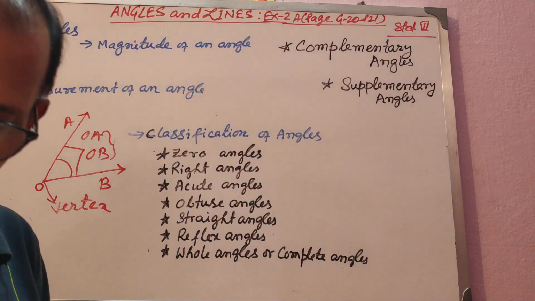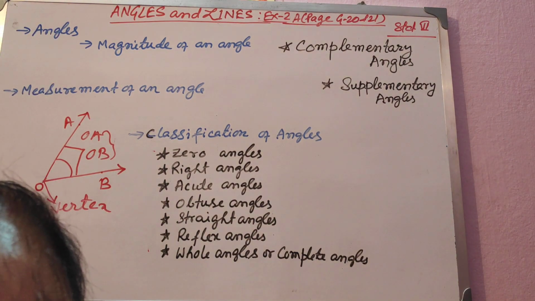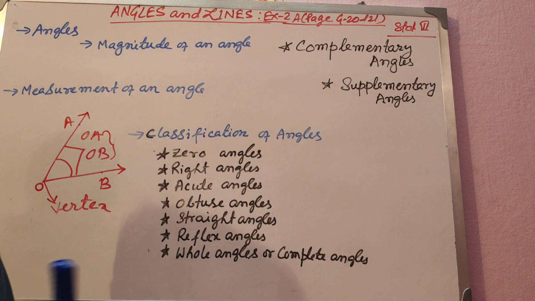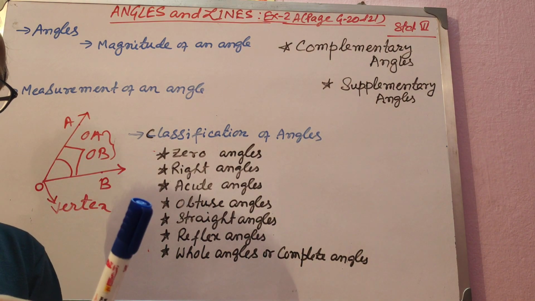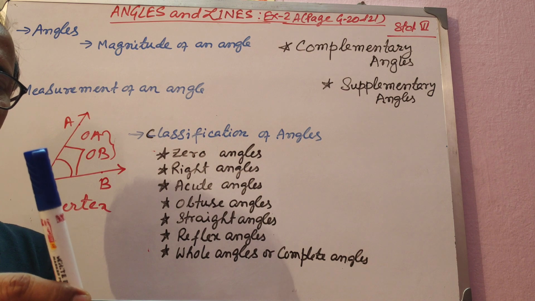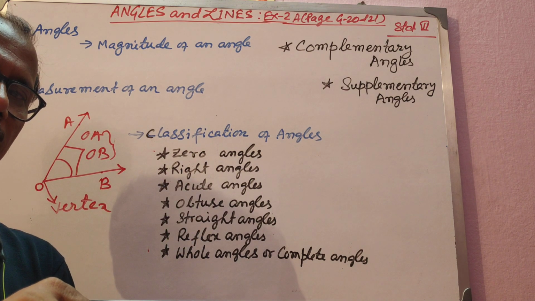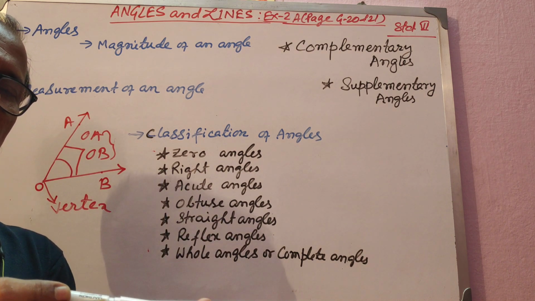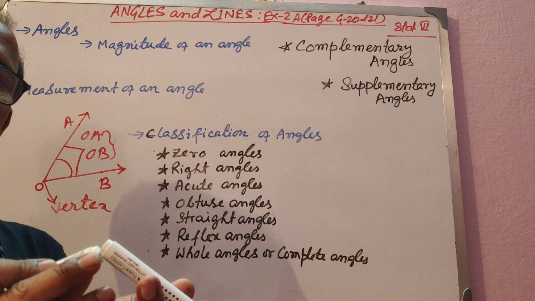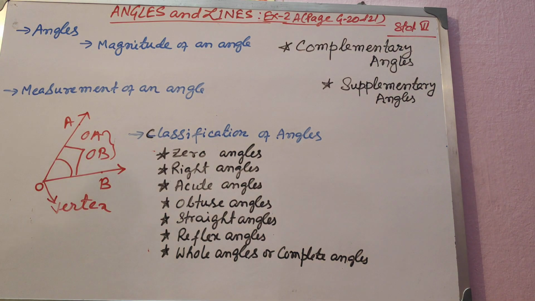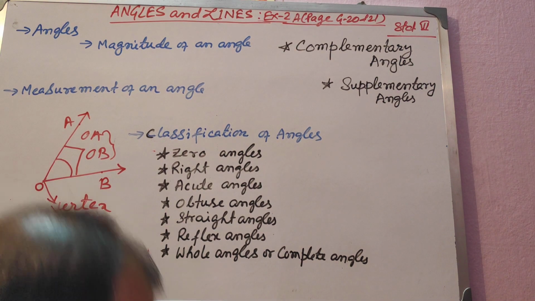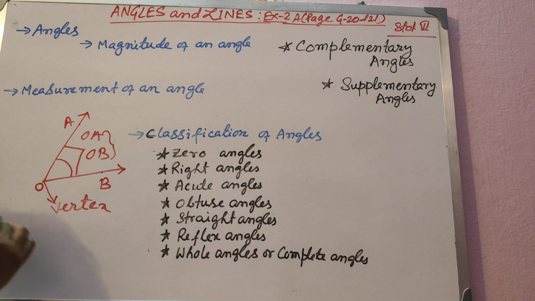Magnitude means how much the opening is. I just gave you a demonstration with two marker pens. See how much the opening is. This much, this much. This is inclined with the beginning ray. This is making a straight line. This is more than the straight line. I will take the example of this whiteboard. If you assume this edge and this edge, how much is the opening here? This opening is the magnitude of an angle.